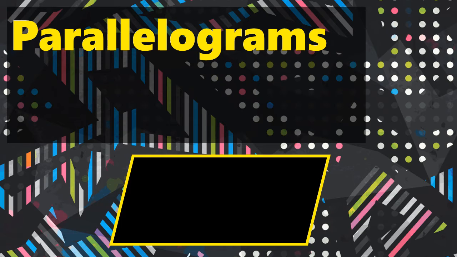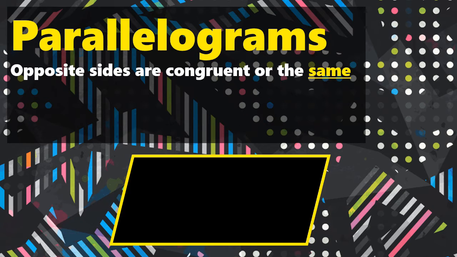The first classification we have here is parallelograms. Parallelograms have opposite sides that are congruent, or the same. Here we're going to mark this on a parallelogram using hatch marks. We can put one hatch mark on the left and the right side, so it says that these sides are congruent. Then we can do the top and the bottom, and say that the top and the bottom are the same.